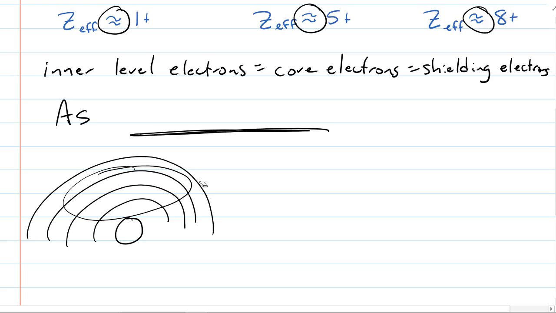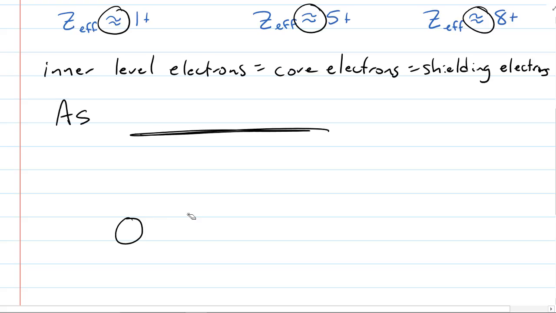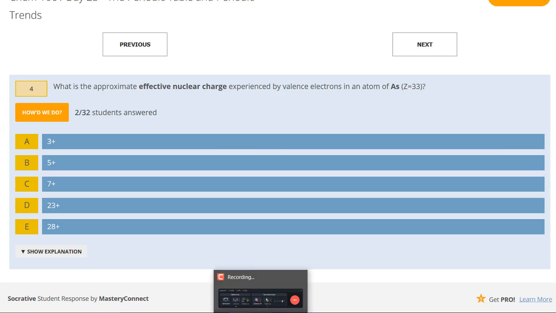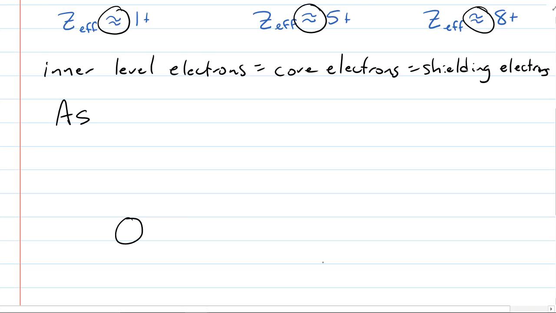So for arsenic. And before you commit yourself to an answer, check with at least a neighbor or two to make sure you're on the same page. And again, your question is, what is the approximate effective nuclear charge experienced by valence electrons in an atom of arsenic? So we'll start by writing out the configuration.